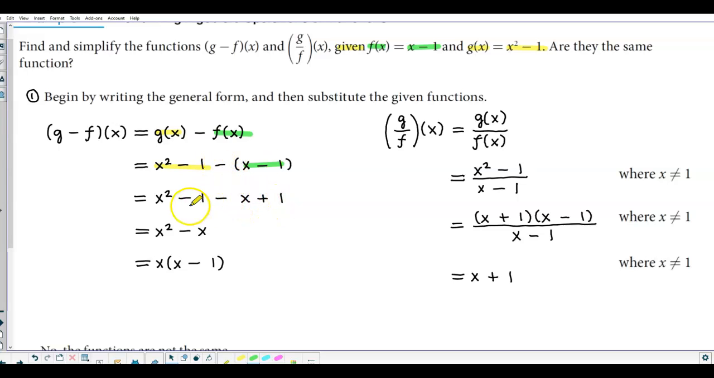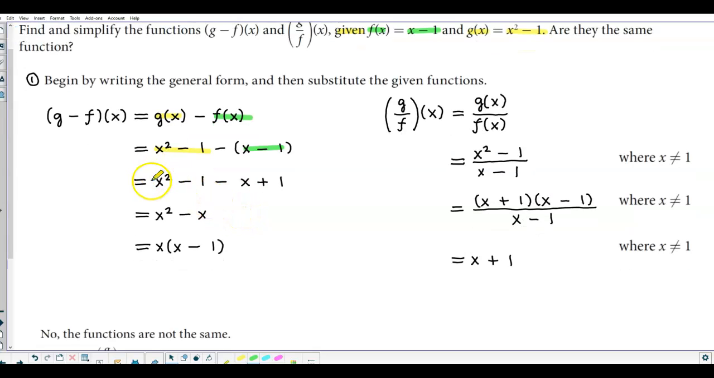And now we can combine like terms. So we have x squared minus 1 and plus 1 is going to give you 0, and then you have minus x. And then if we want to factor this out to simplify, we can factor out x and get x times x minus 1.